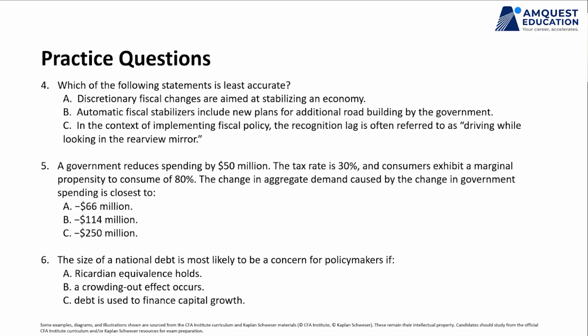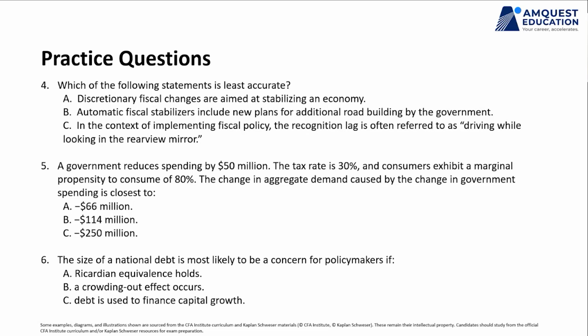Now, you guys try the last three questions. Answer. Which of all is least accurate? Discretionary fiscal policy aims at stabilizing; automatic fiscal stabilizers include new plans for additional road building by government. This is an automatic stabilizer, and in the context of implementing fiscal policy, the recognition lag is often referred to as driving while looking in the rearview mirror. Is that correct? Okay. Now the question is least accurate. So you find out which of these statements are true. Clear? Which statement is more true than the others?